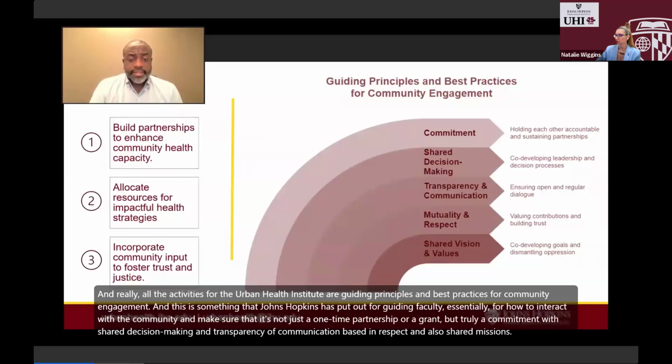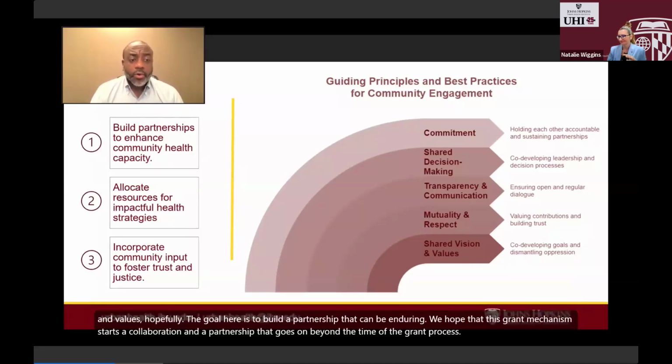One of the key aspects that we do want to keep in mind for all applications, and really all the activities for the Urban Health Institute, are our guiding principles and best practices for community engagement. This is something that Johns Hopkins has put out for guiding faculty for how to interact with the community and make sure that it's not just a one-time partnership or a grant, but truly a commitment with shared decision making and transparency of communication based in respect and also shared missions and values, hopefully. And the goal here is to build a partnership that can be enduring.